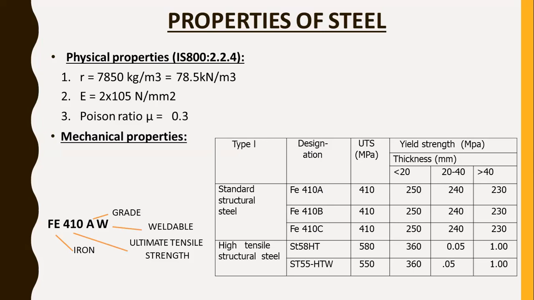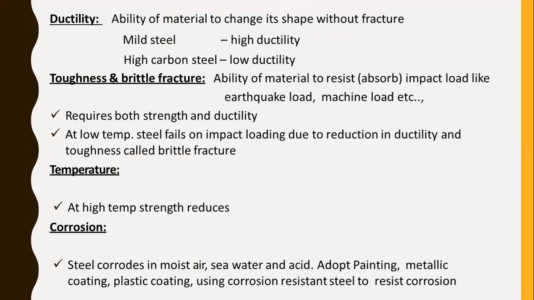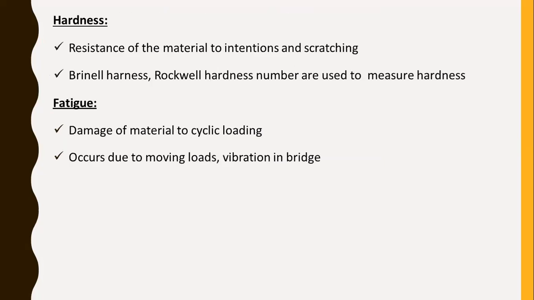the grade. How do we identify it? The term of the steel grade is given in different types of catalogs available from the company, right? There are different types of steel, and their properties are different: their ultimate tensile strengths are different, and yield stress basically depends on the thickness, right? We also learned its modulus of elasticity, Poisson's ratio, and density. Then going forward to the different properties, which are ductility, toughness and brittle fracture, temperature, corrosion, hardness, fatigue, etc.